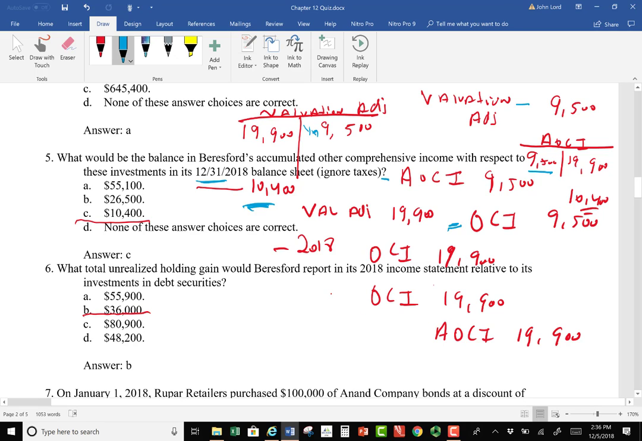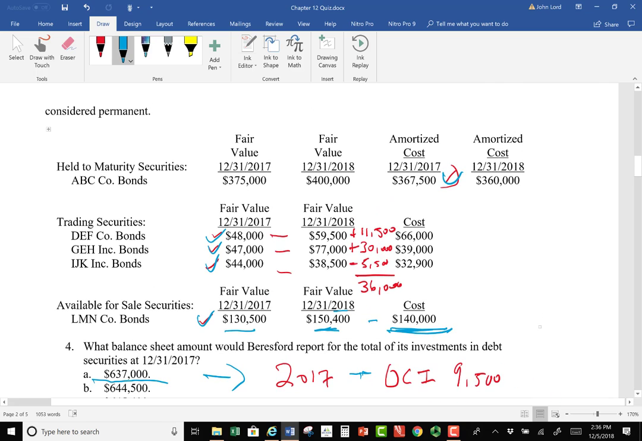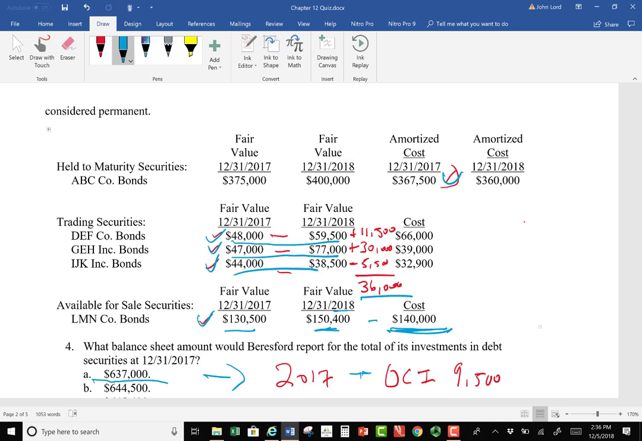Okay, good. What total unrealized holding gain would Bedsford report in its 2018 income statement relative to its investment in debt securities? So if they're asking me income statement, I got to look at my trading securities, don't I? Held to maturity securities, we don't take any unrealized holding gains and losses, right? So I simply look at the trading, and all I did here, guys, was compare the fair value at the end of 17 to the fair value at the end of 18, and that change goes into net income, doesn't it, for trading securities? So I calculated all those differences, and when I did, I got this total net difference of 36,000.